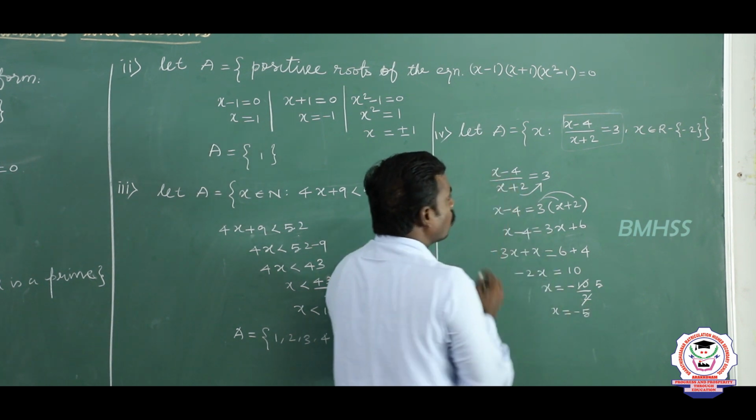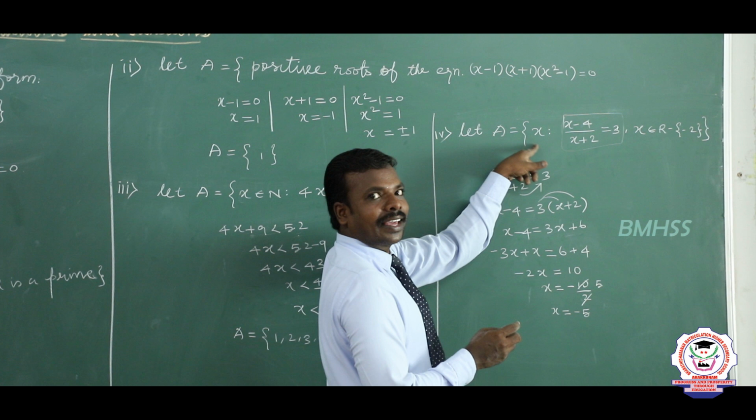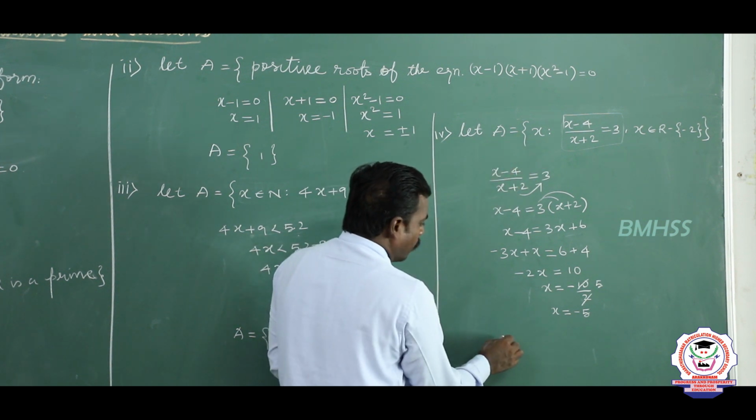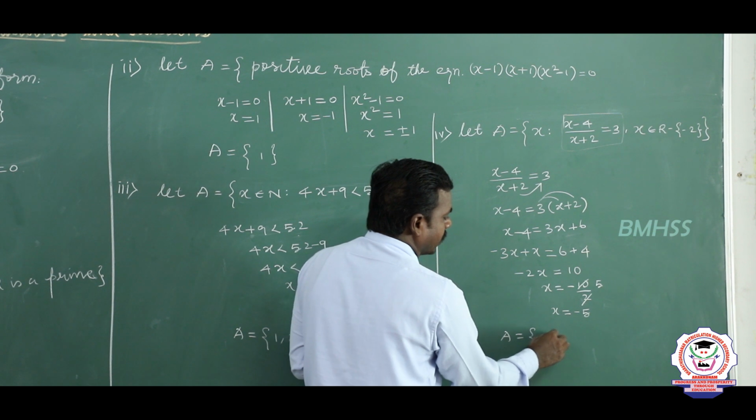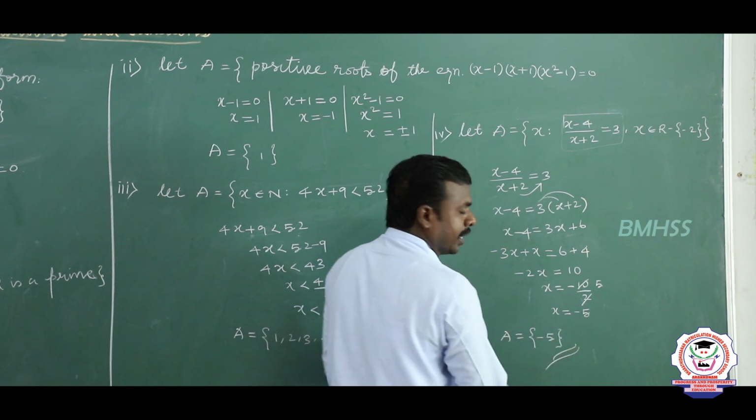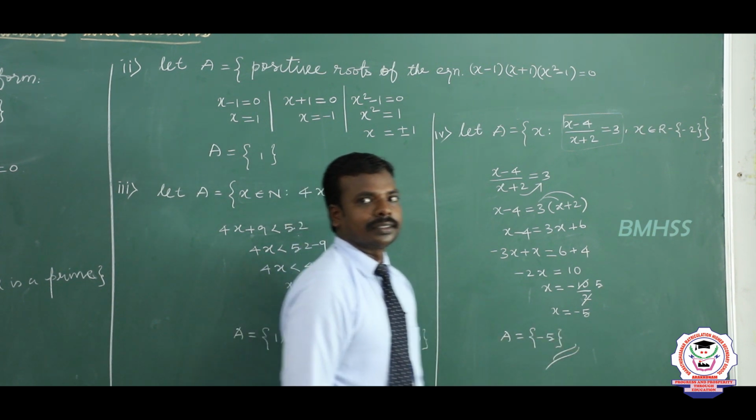So set A is what? That is the value of x they are asking. I am going to write that. Therefore required set A equal to {minus 5} is the answer. Do you understand? That's it.